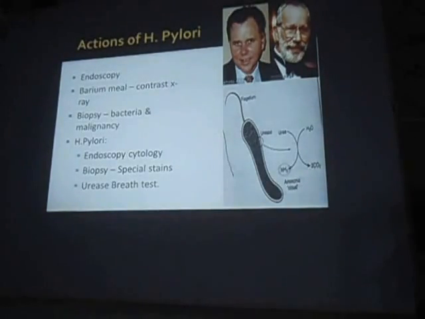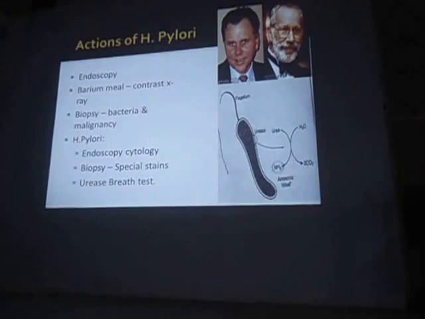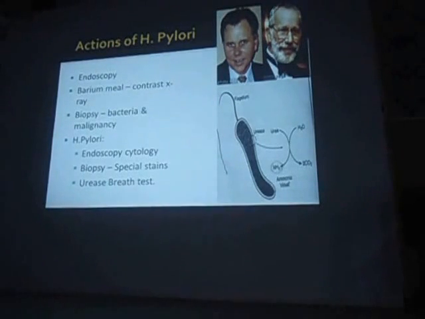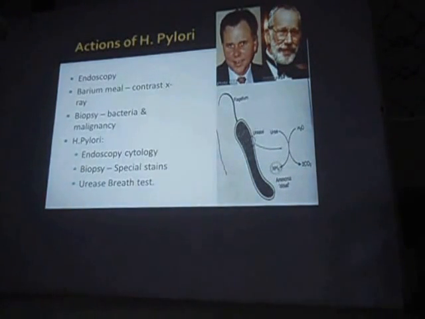So H. pylori, these are the scientists who got the Nobel Prize for discovering H. pylori. As much as 90% of the duodenal ulcers and 60 to 70% of the gastric ulcers are associated with H. pylori. So once it was discovered, we got to know that H. pylori is a culprit for most of these ulcers. Initially, there was a slogan that no acid, no ulcer. Okay, now no H. pylori, no ulcer.